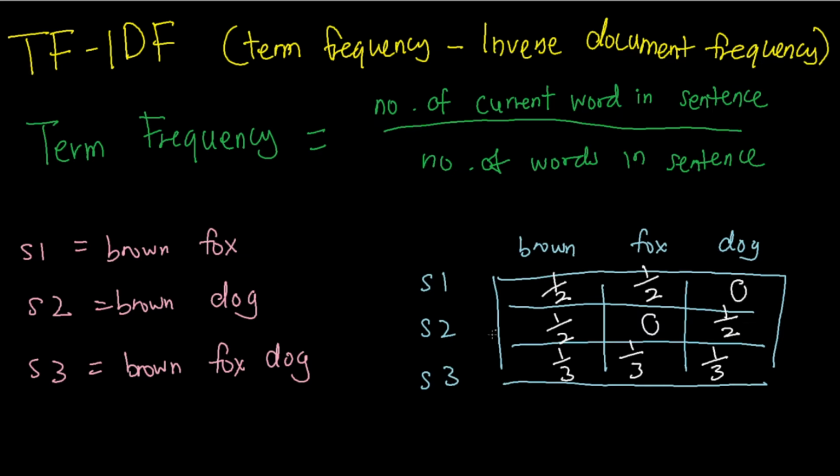And then the same thing for sentence 2: 1 over 2 for the brown, and then there's no fox, and there's 1 word of dog over the 2 words, so 1 over 2. And then brown fox dog is 1 over 3 because there are 3 words, and then 1 over 3 for the fox and 1 over 3 for the dog.